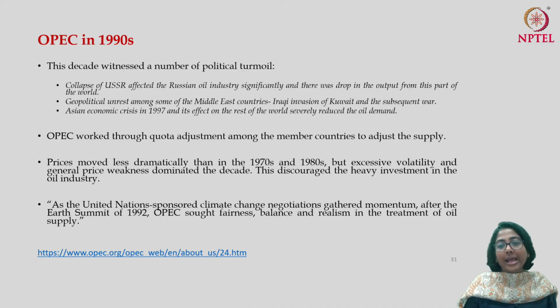OPEC worked through the quota adjustment among the member countries, and they tried to adjust the supply to compensate the fall in demand. Price moved. I mean, there was price volatility in the 1990s, but it was not as dramatic as in the 1970s and 1980s. There were not many shocks observed in that period of time. However, as you see, there was price volatility, but the price remained low.